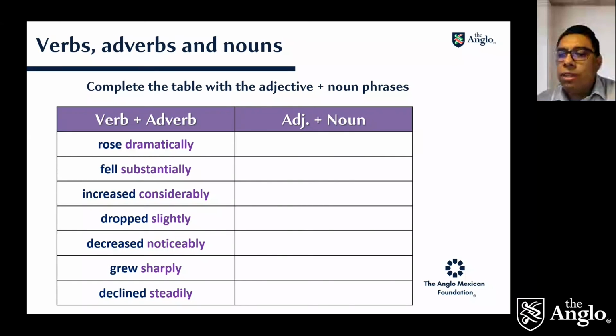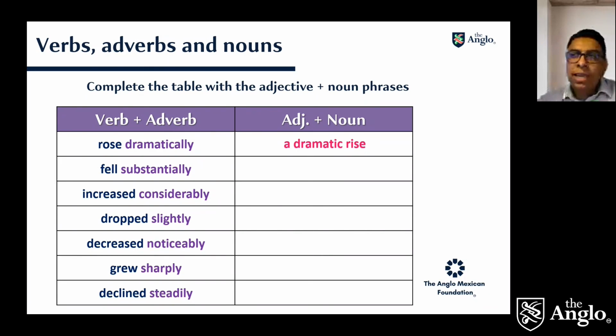So except for the last one, that is steadily, all the others, sharply, noticeably, considerably, substantially, dramatically, they mean like an important change. But well, the idea in this slide is to have some kind of variation. So going from verb plus adverb, changing the same words, let's say, but now adjective to noun. Let me show you. So it goes from rose dramatically to a dramatic rise, okay?